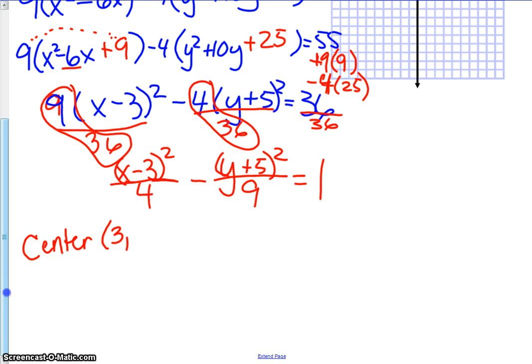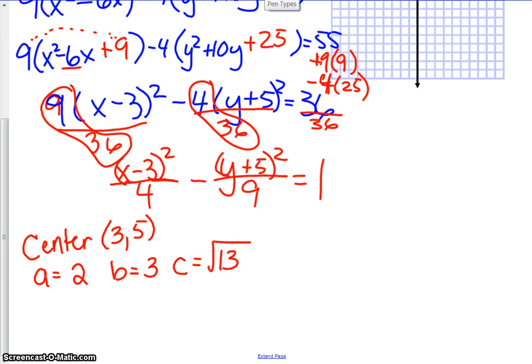All right. Now, what do I know by looking at it in standard form? I know my center is at 3, negative 5. I know my a is 2. And no longer is your a the larger one. Your a is whatever is positive. I know my b is 3, because again, 3 squared would be 9, 2 squared is 4. I can figure out my c. My c squared is a squared plus b squared, so my c is the square root of 13, plus or minus. We'll get to plus or minus in a minute, but technically it's not plus or minus. Our c is just the square root of 13.